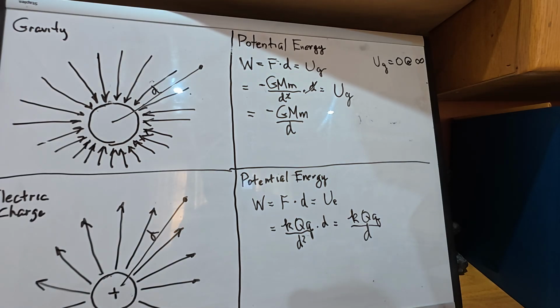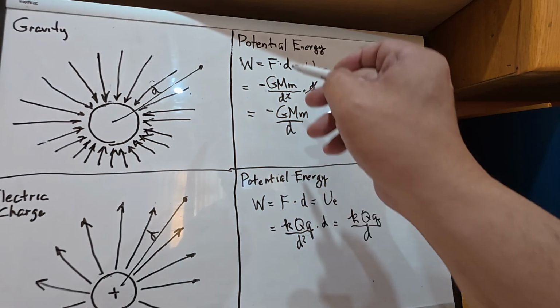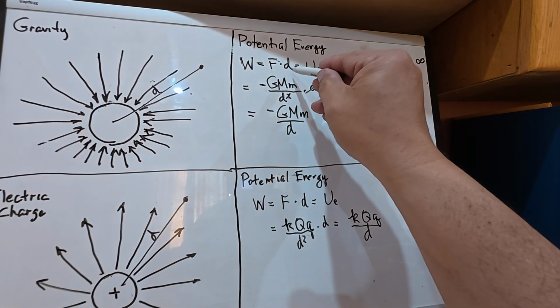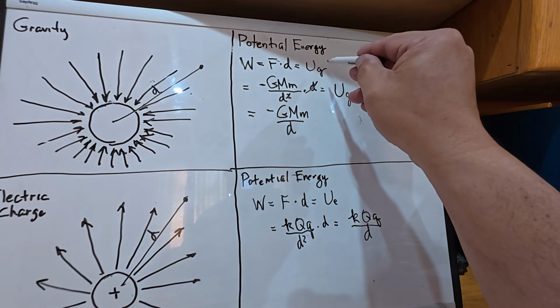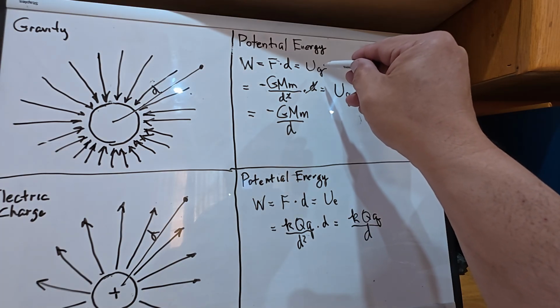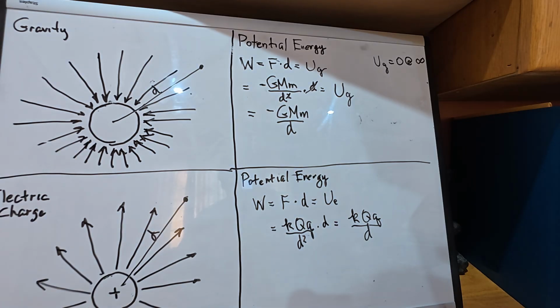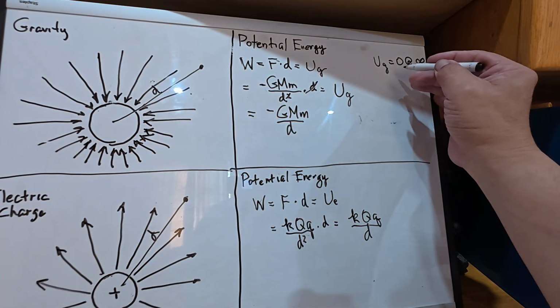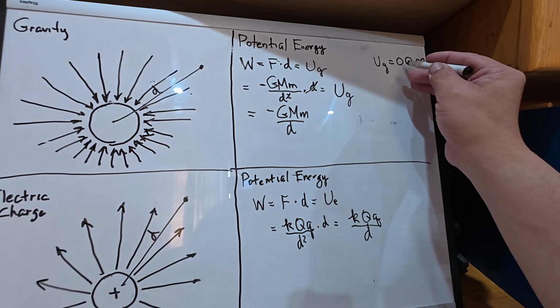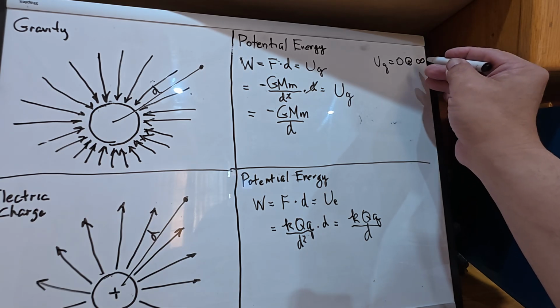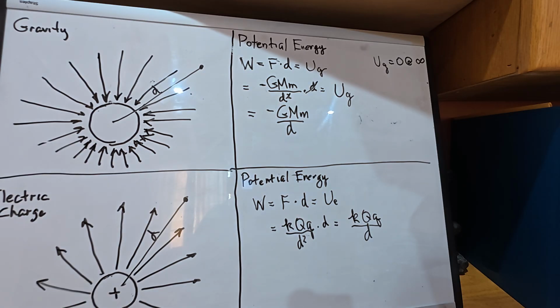Now let's look at the next thing, which is potential energy. On the top, of course, we have gravity, and we have gravitational potential energy. From the work-energy theorem, the work is equal to force times the distance, and it will be equal to the potential energy, or the change in potential energy. We define potential energy to be equal to zero at an infinite distance away from the source mass. That's how we define where potential energy is zero.